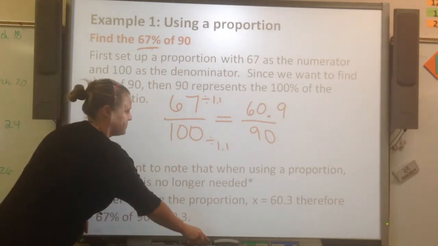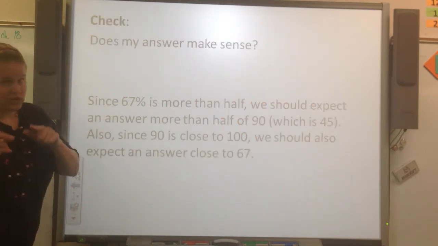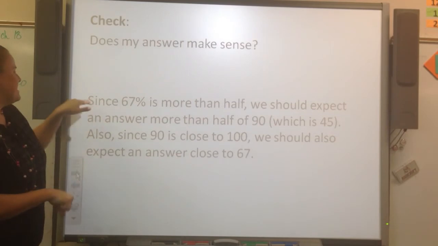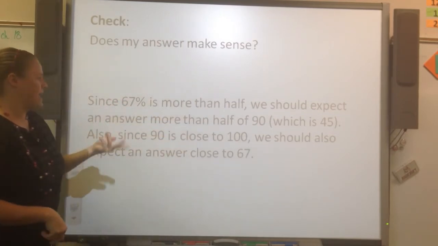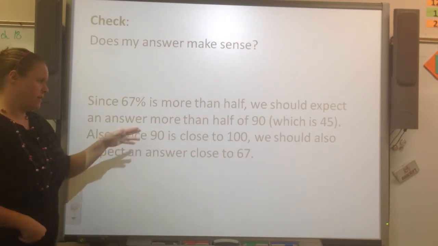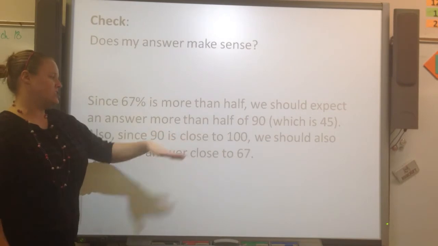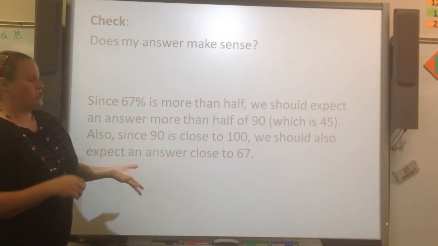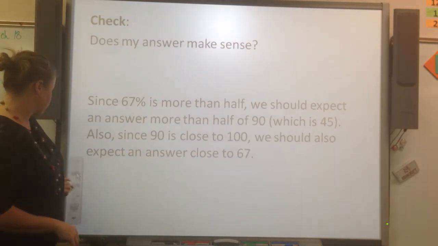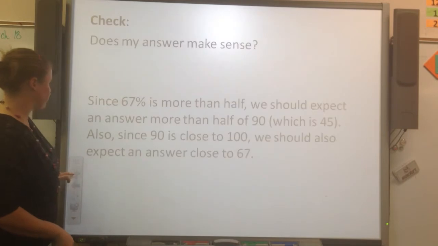Let's go to the next one. Check first. Does my answer make sense? Since 67% is more than half, we should expect the answer to be more than half of 90, which is 45. Half of 90 is 45. Also, since 90 is close to 100, we should also expect the answer to be close to 67. So that's just checking real life, was I in the right ballpark or not?